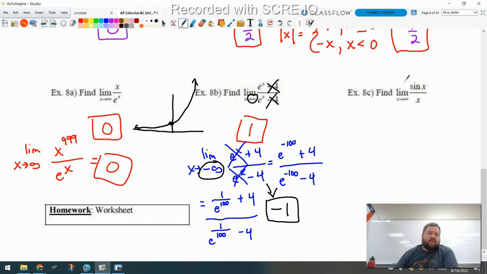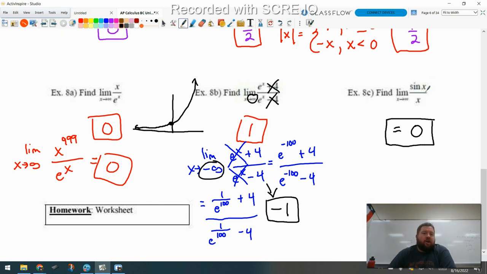So if the top stays the same and the bottom gets bigger, then the fraction is getting smaller and smaller. It's just like this exponential function. It's 1 over 2, 1 over 3, 1 over 4, 1 over 5, 1 over a million, 1 over a billion, 1 over infinity. Eventually that fraction is going to get smaller and smaller, and it's going to go to 0. This is bottom heavy. So trig functions are basically like having a constant on top. All right, that's it.